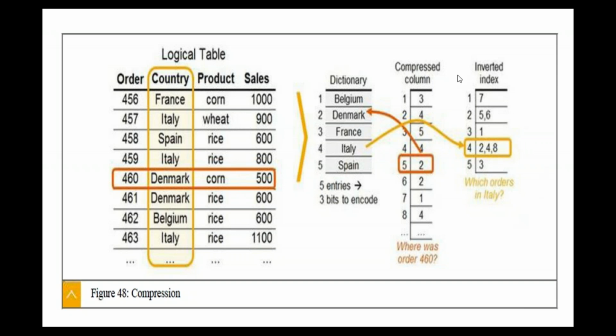This whole linking process will be done internally, guys. This will not be shown to us, but we need to understand how it is happening in the backend. So if you want to find where 460 is, this is how you have to track. If you want to find how many orders happened in Italy, this is how you will see. You can pick up everything from everywhere through indexes.